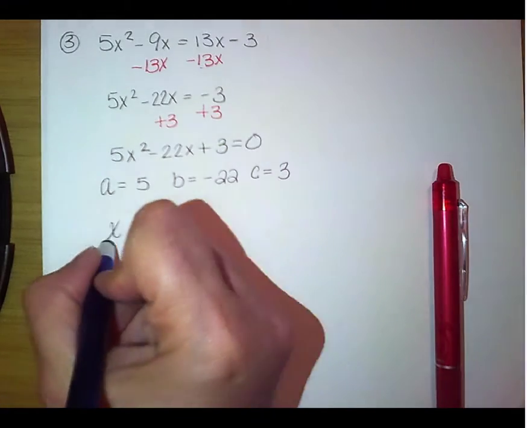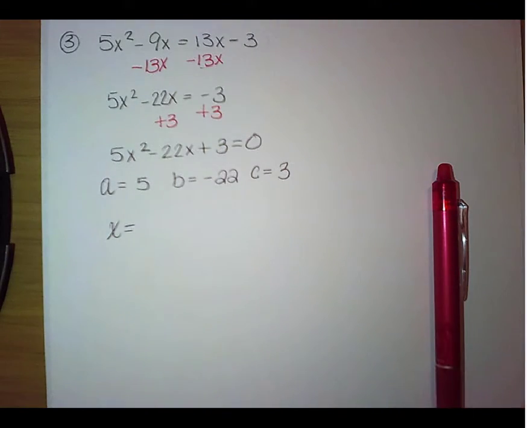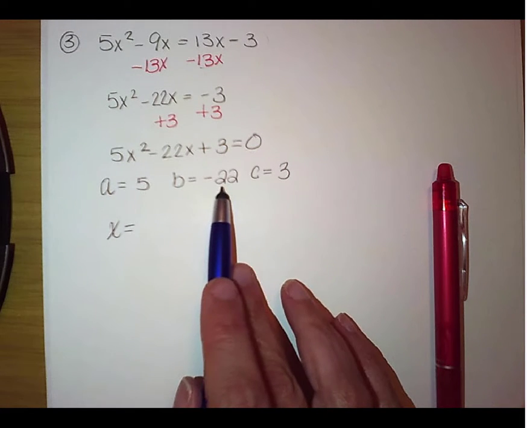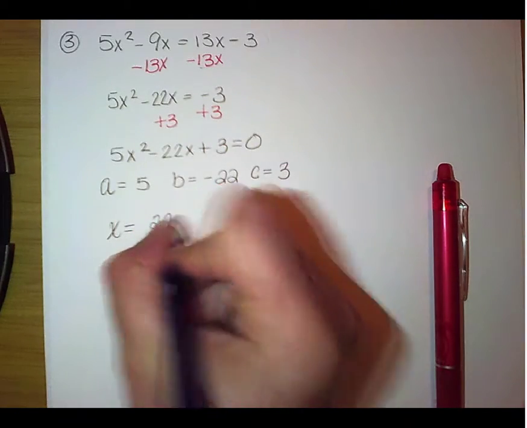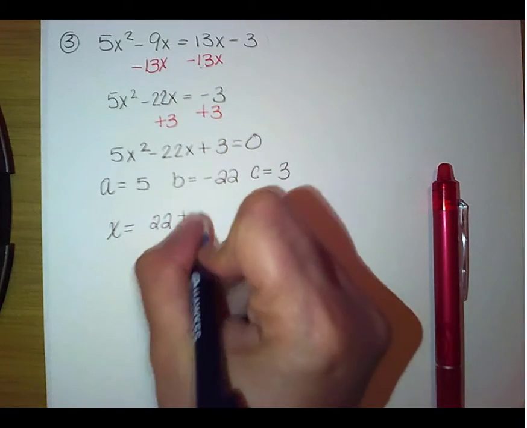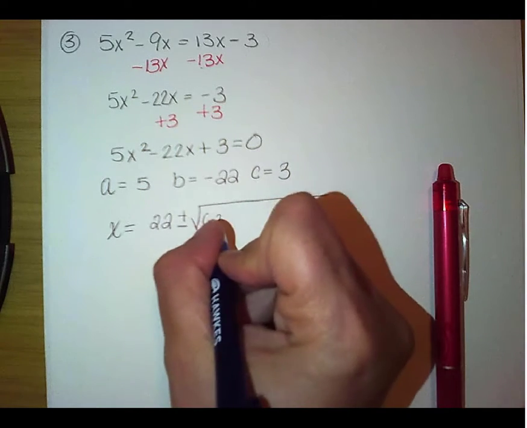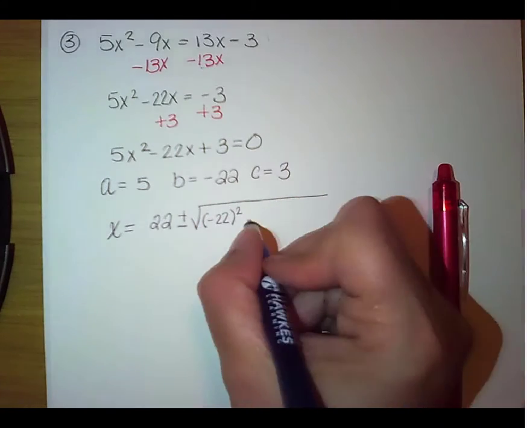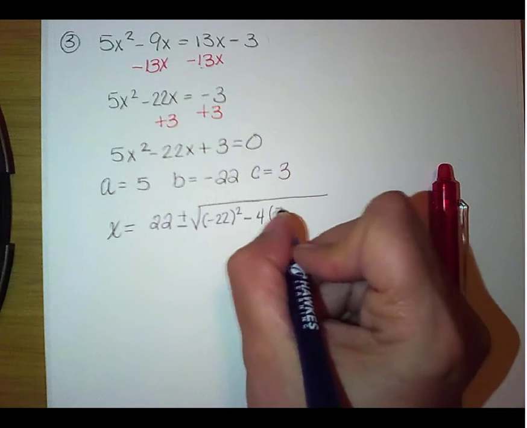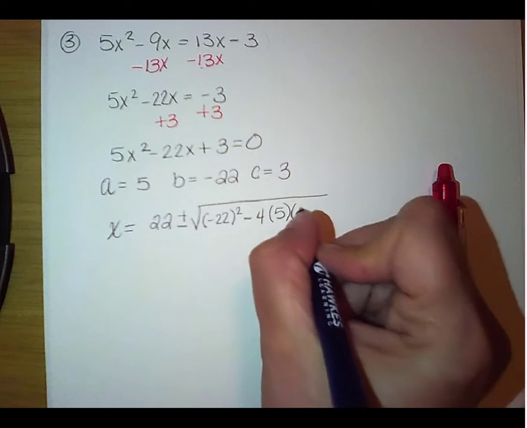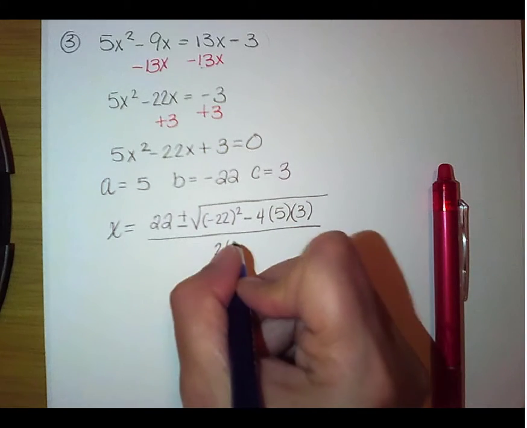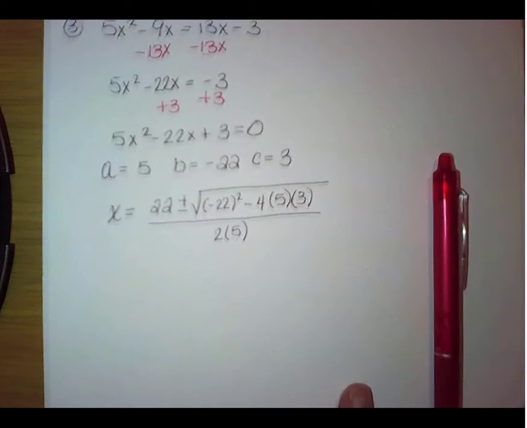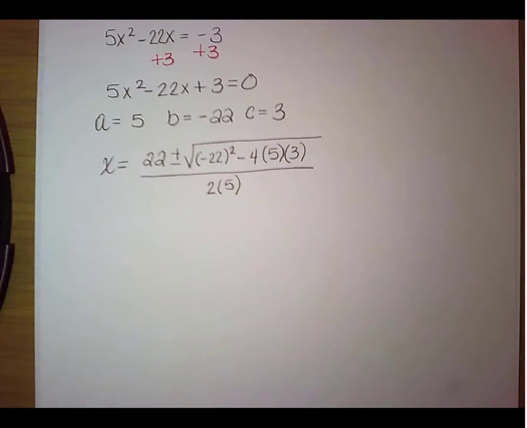So again, we're going to have x equal to, remember our formula is a negative b, so my b is already negative, so when I do a negative and a negative, that's going to give me a positive 22 plus or minus the square root of a negative 22 squared minus 4 times a, which is 5, times c, which is 3, all over 2 times 5. And again, this is probably a problem we might need to use our calculator on to figure out with these big numbers like 22.